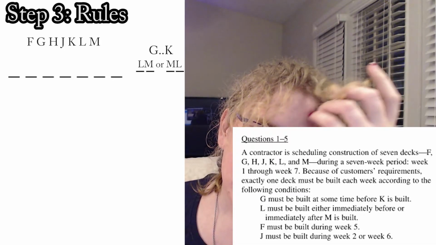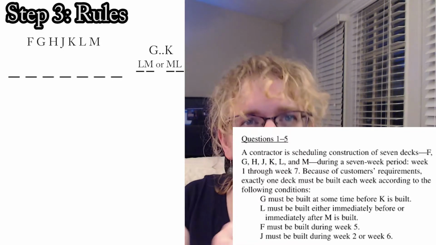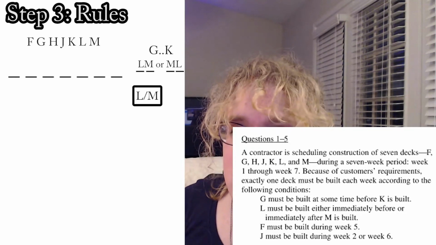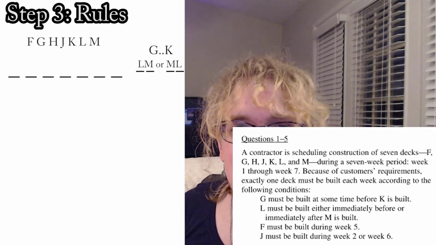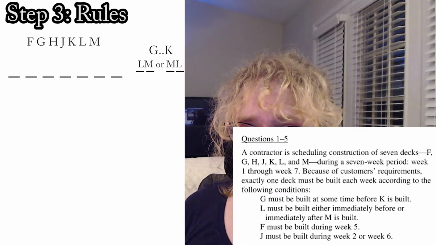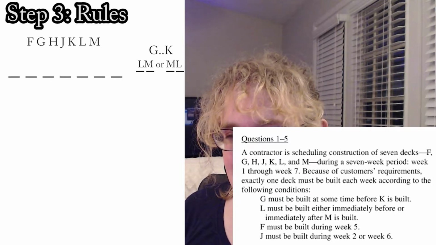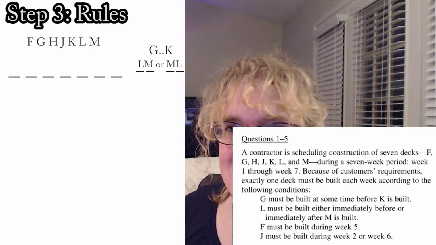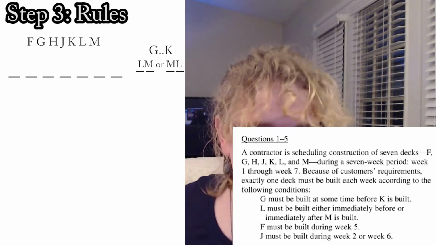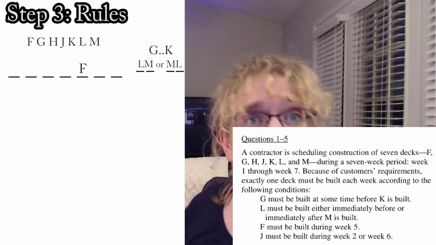That's pretty good. Another way you can show that they go directly next to each other is just LM with a box around it. That can work too, whatever you prefer. It's just something that indicates that these two have to be next to each other, but that we don't know which one's first. So make sure you include that ambiguity in your drawing of this rule. Rule 3 I mentioned a second ago, it's just F must be built during week 5. So we don't even have to write down that rule. We just plop F down in spot 5 and we are good to go on that one.